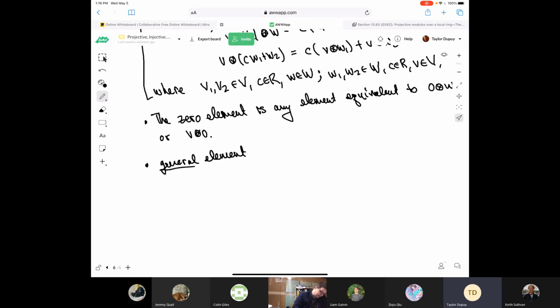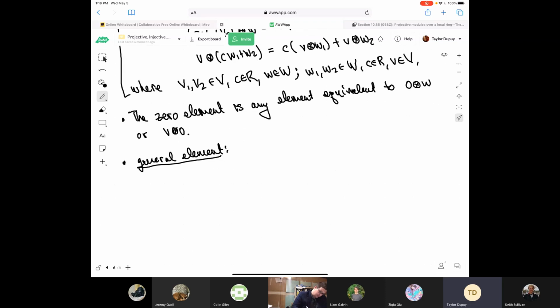So how do you write down a general element? A general element will look something like a sum of c_i, i equal to 1 up to n, of v_i tensor w_i. Okay, so this is what an element looks like. And then if you can write it as a tensor product of two things, that's a pure tensor. So this is what a general element looks like.